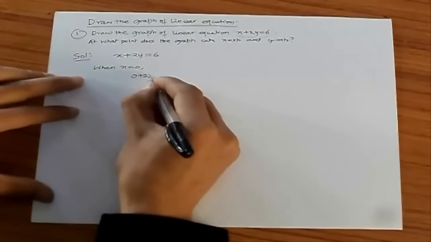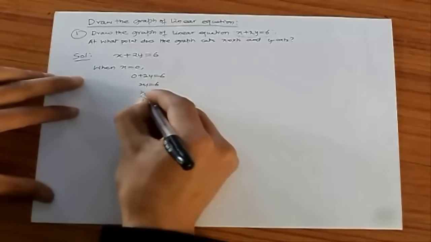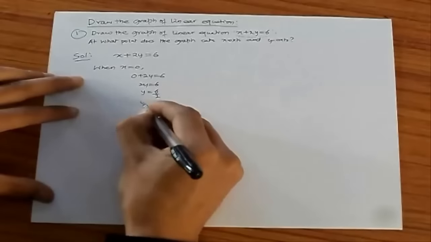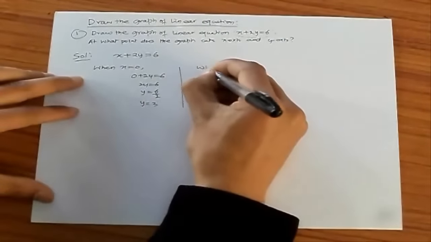0 plus 2y equal to 6. That means 2y equal to 6. y equal to 6 divided by 2, y equal to 3. Right, we got one solution. Okay, now we are going to find another solution.